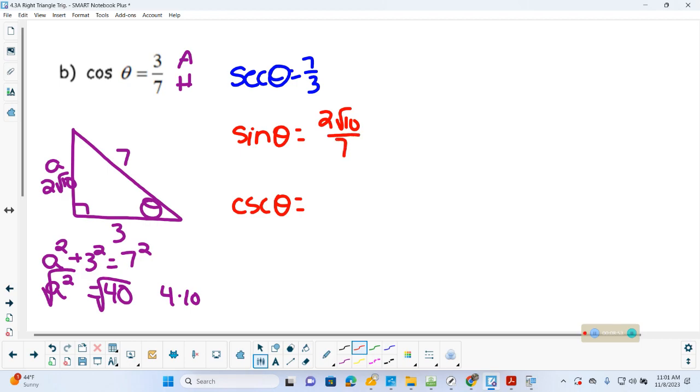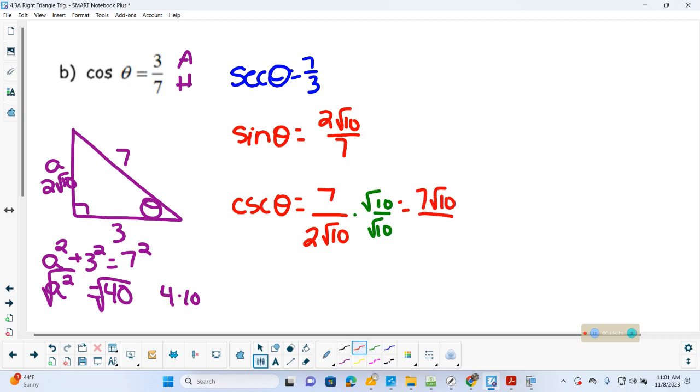Hypotenuse 7. Now this time our sine answer came out nice, which means cosecant's not. So I'm going to flip it, because of course you have the radical now on the bottom. So I'm going to rationalize. I don't care about the 2. The 2 is not a problem to me. It's just that square root of 10. So I'm going to put my final answer, 7 square roots of 10.